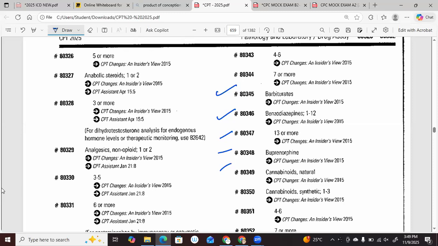We can bill both the codes together if the doctor did the presumptive drug class first and then he did the definitive drug class. So if he did both the things, then we have to use both codes together. But if the doctor did just a presumptive drug class and not the definitive drug class, then we have to bill only one code. Clear?